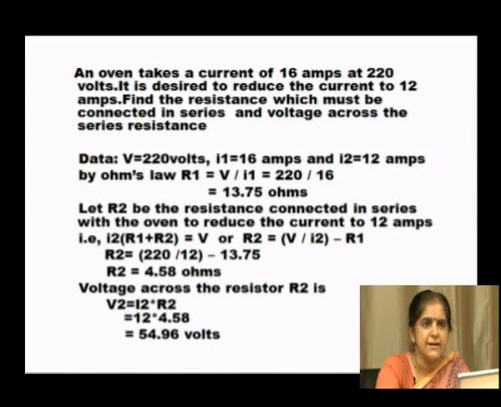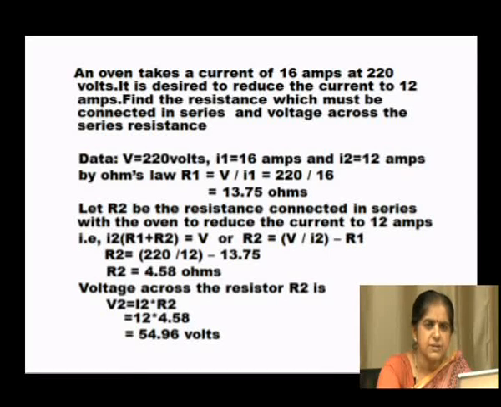The initial current is equal to 16 amperes and the current has to be reduced to 12 amperes. The current can be reduced by connecting resistance in series with the circuit, because resistances are used in the circuit in order to limit the current. So, to limit the current, another resistance has to be connected in series. It is given in the problem, find the resistance which must be connected in series. So, what value of resistance has to be connected with the oven to reduce the current to 12 amperes, because initially the current flowing in the circuit is equal to 16 amperes and it is desirable to reduce the current to 12 amperes.